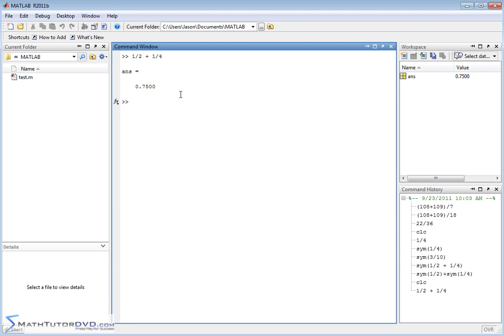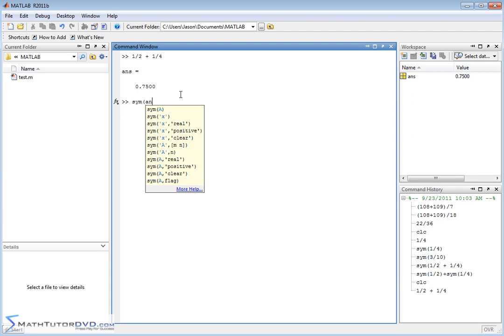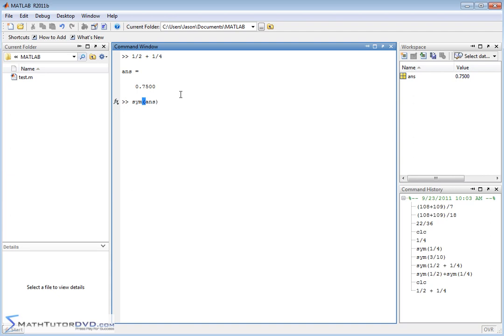Now notice, if I do symbol, SYM, open it up, and type in the last answer, remember the last answer, ANS, is a variable. It's right over here. The current value of last answer is 0.75. I can use ANS in any calculation that I want. So in this case, I'm going to take ANS, which is 0.75, and I'm going to throw it into the symbol function, and what I get is a fraction, 3/4. So that is really, really neat.